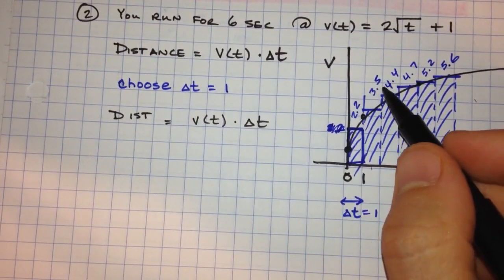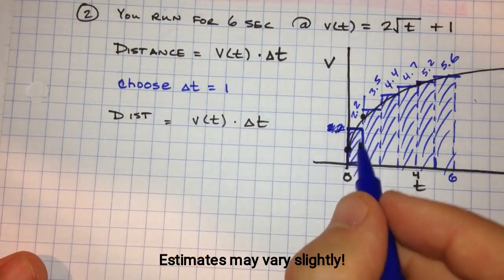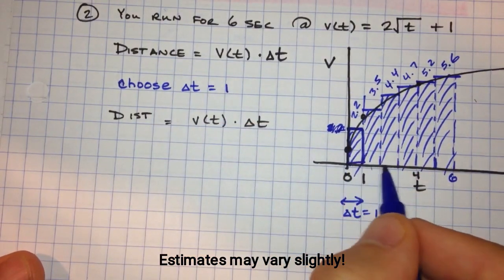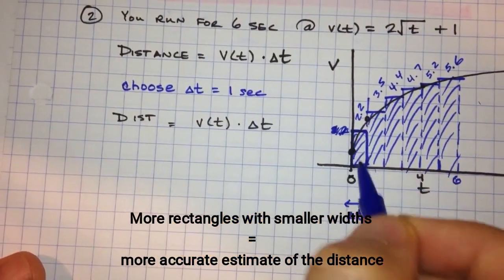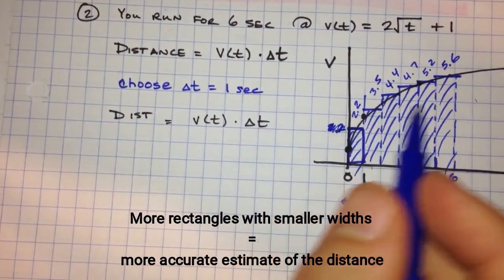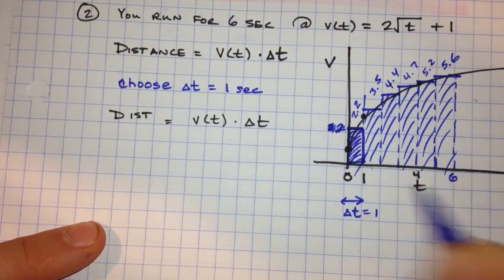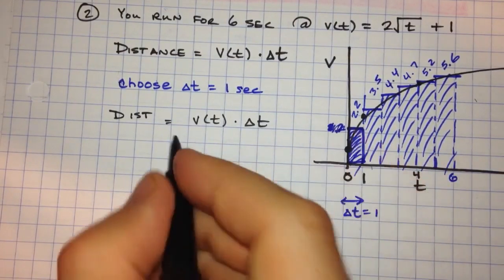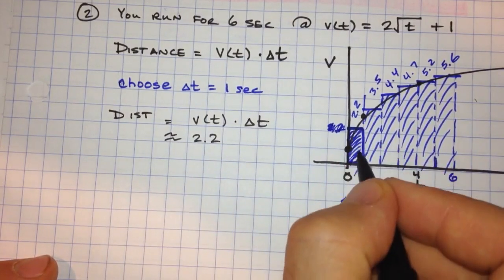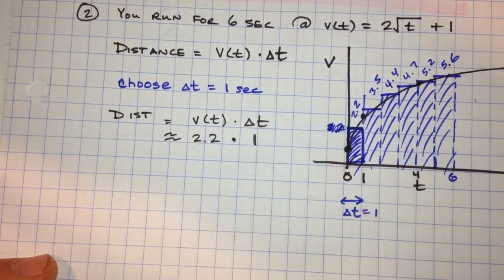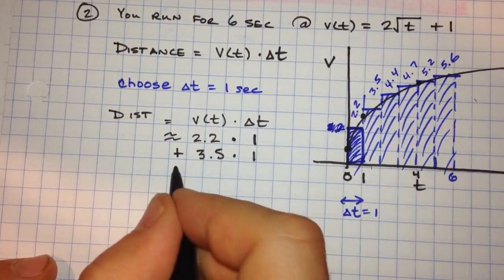Okay, so I've gone ahead and I've estimated what the height of each one of these rectangles is. And I want to emphasize to you that making the width of each one of the rectangles equal to 1 second, that was my choice. And we could have made them smaller or larger. But the big idea is that now that we know this, I can say that the distance that I traveled on that first interval is equal to our estimate of 2.2 meters per second as the velocity times 1 second. And then I can just add up all the others.